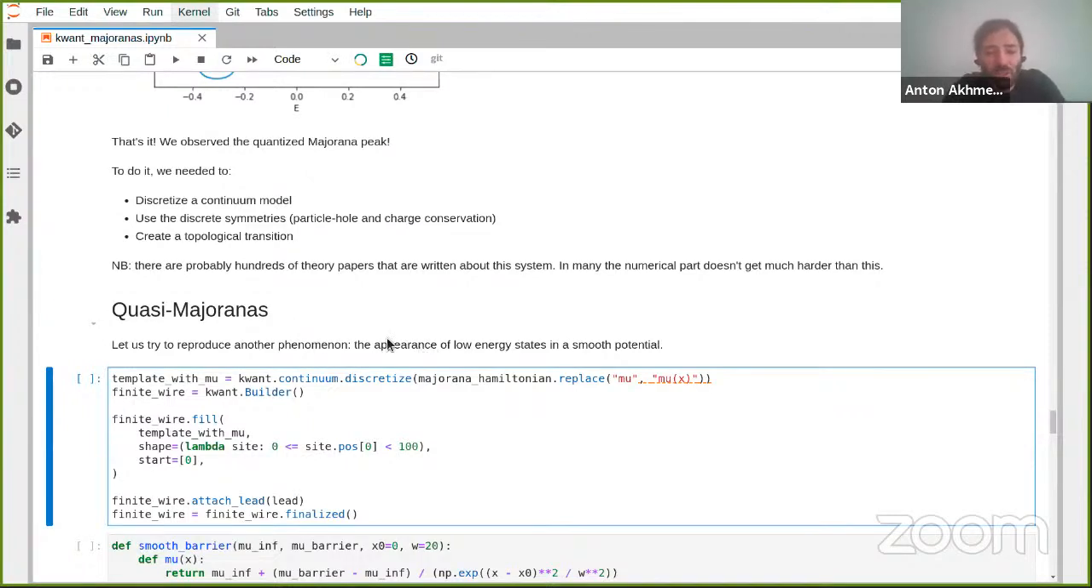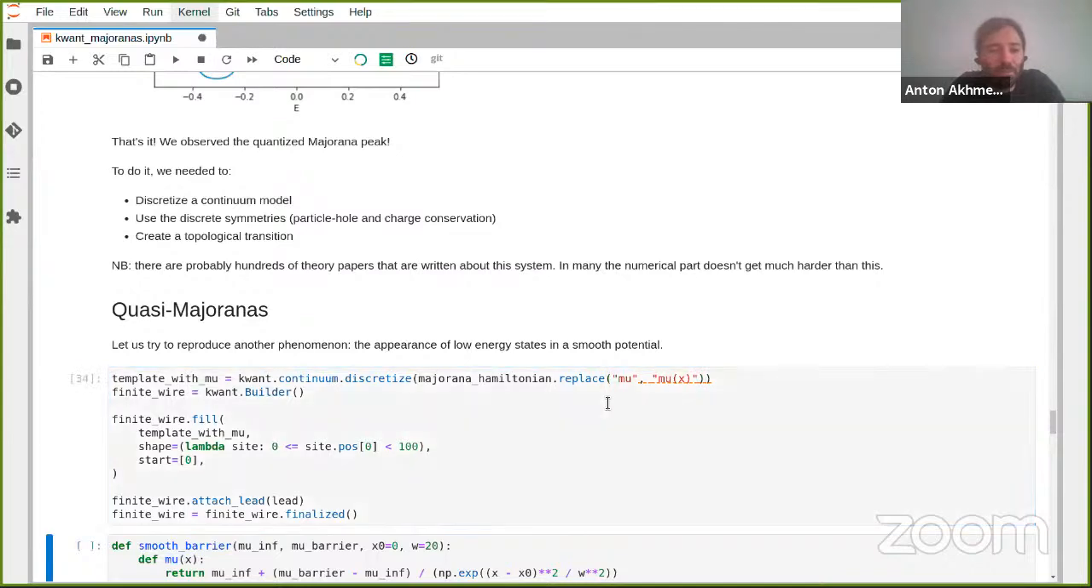Long story short, people identified a concept of quasi-Majoranas. And that is related to what is happening when the chemical potential is not constant, but rather depends on the position. So here, with this small replacement, we are changing a constant chemical potential to a chemical potential that depends on position.